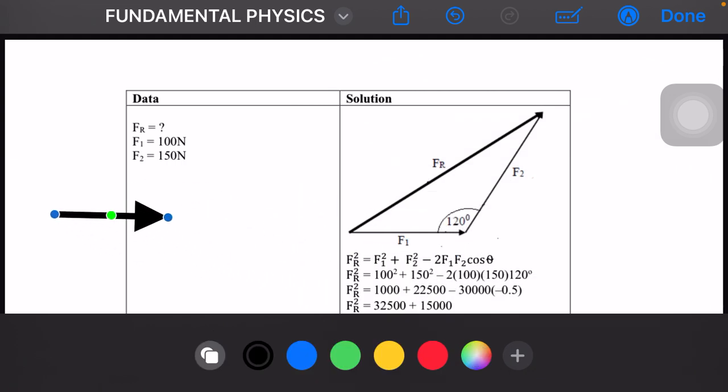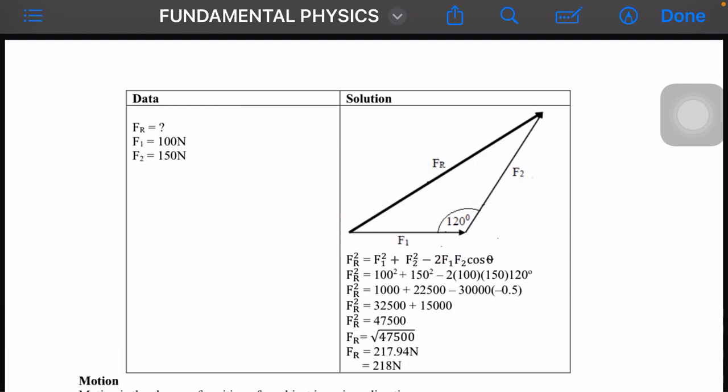So here's the solution. If you want, you can draw those two vectors, but you need to keep in mind that one needs to be longer than the other. The larger one is the 150 Newton vector, and the smaller one is the 100 Newton vector. Here F1 has been given, F2 has been given. Then you just use the cosine rule to calculate. The answer you get, that will be your resultant vector. I hope it's clear, guys.